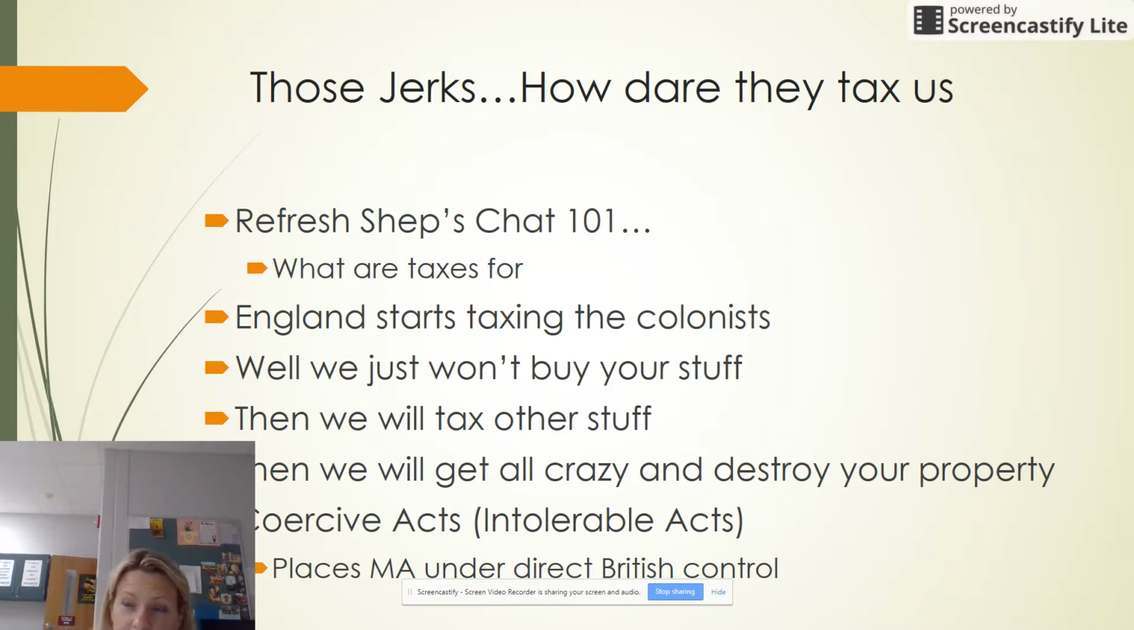The colonists, they kind of disagree. They had all this liberty and all this freedom, and all of a sudden they're like, you can't tax us. And so they say, well, we just won't buy Great Britain stuff then. So Great Britain says, yeah, but we're still in control, so we're going to tax all the other stuff then. And then the Americans, they get a little crazy and they start destroying property. One of the most famous incidences of this is the Boston Tea Party.